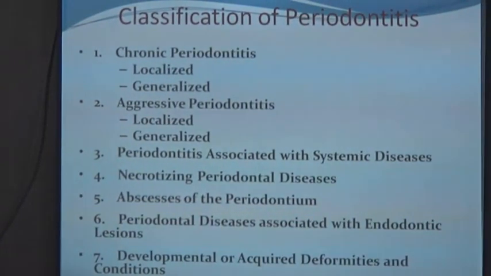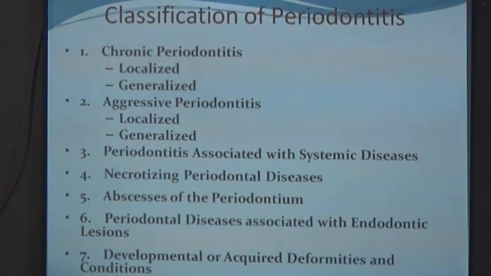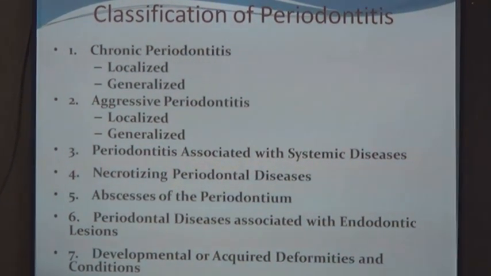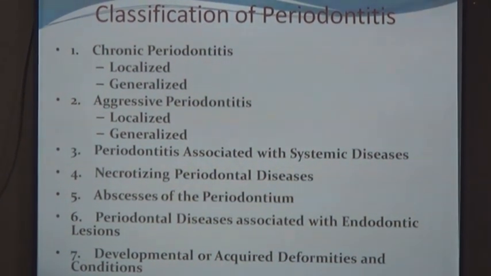See here: chronic, localized and generalized; aggressive, localized and generalized; periodontal diseases associated with systemic diseases; necrotizing periodontal diseases; abscess of periodontium; periodontal diseases associated with endodontic lesions; and developmental or acquired deformities. All these things will come for the classification of periodontics.